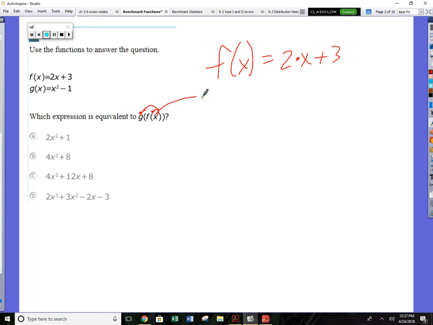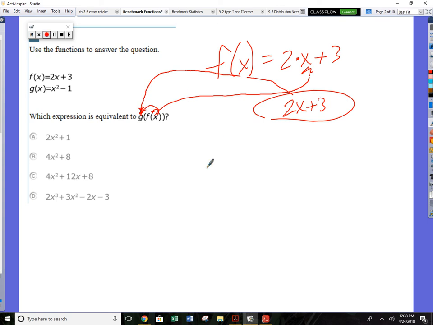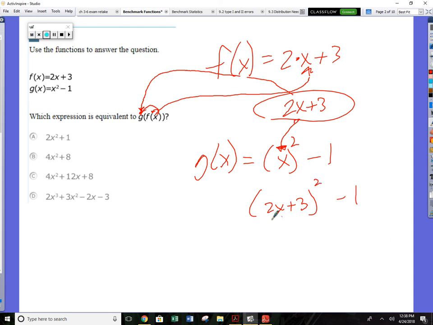So if I take x and put it in place of x, that doesn't really do anything. It's going to stay 2x plus 3. That's not going to simplify to anything. You're done. But you're going to take that and plug it into g. And g says whatever you plug in place of x, you square it, and then you minus 1. So I'm going to take this whole thing, the 2x and the 3, and substitute it in place of x. So it's going to be 2x plus 3, but I got to square it, and then minus 1.